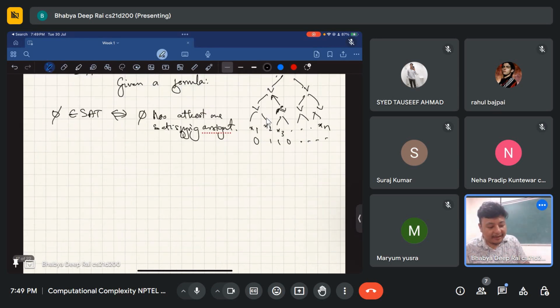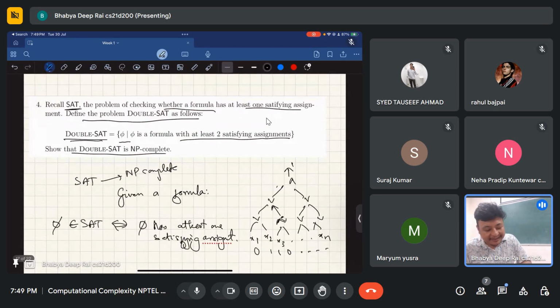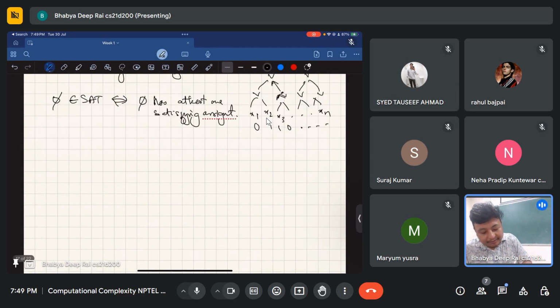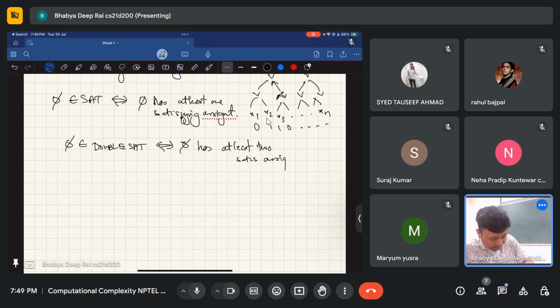Okay. Now I'm slightly changing it. I'm saying double SAT. Phi is a formula with at least two satisfying assignments. There needs to be two satisfying assignments. So phi is in double SAT if and only if phi has at least two satisfying assignments.